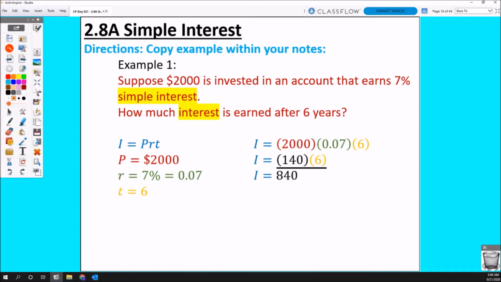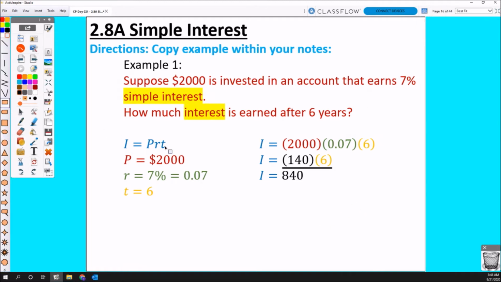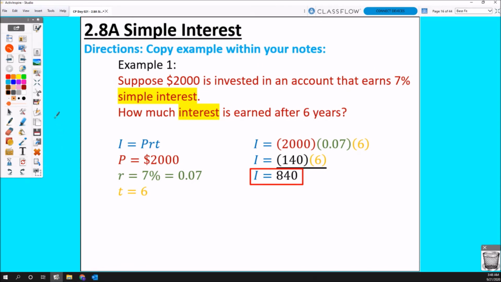So our interest amount is 840. So that's going to be our final answer. So let me box that up. So that's all you have to do when determining the interest amount earned after 6 years. So moving on to the next example.